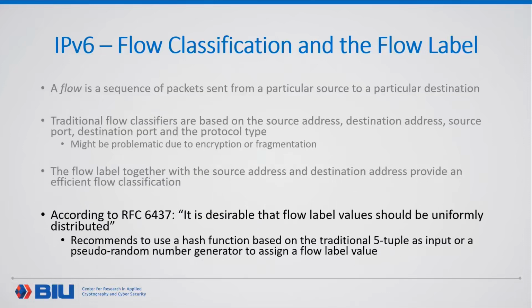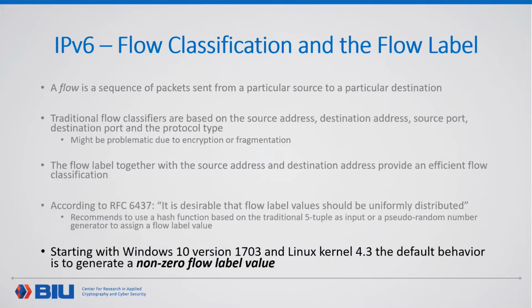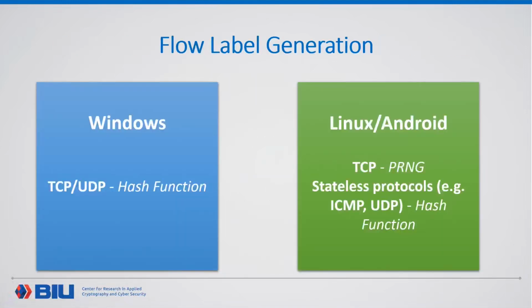The flow label specification RFC recommends that the flow label value should be uniformly distributed and based either on a hash function or a PRNG. And starting with Windows 10 version 1703 and Linux kernel 4.3, the flow label is populated with non-zero values. In other words, these kernels implement a flow label generation logic. So how do they implement the flow label generation logic?